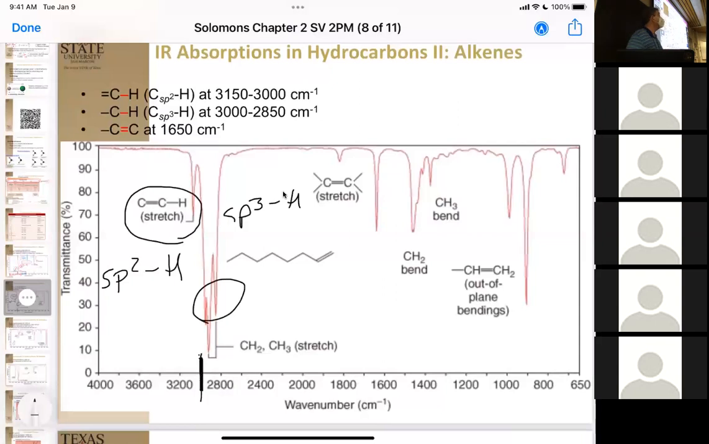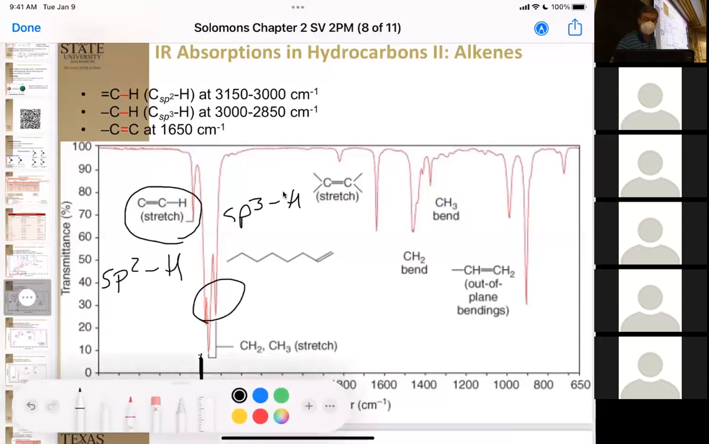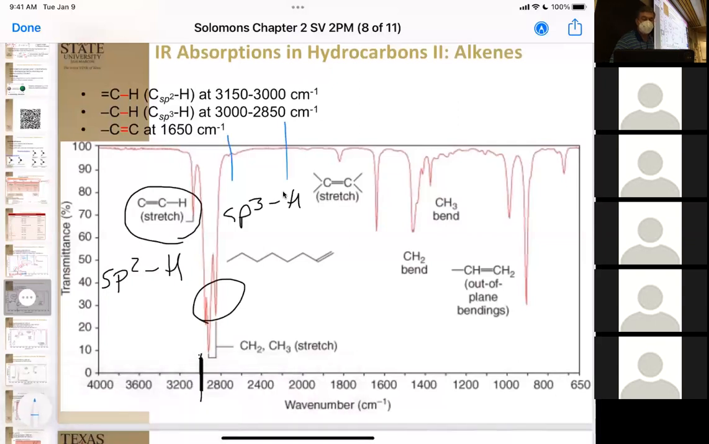Cool, eh? So let's double check, make sure everything else is there. We have nothing in our 2500 to 2000 range. So we don't have any triple bonds, but we do have 2 peaks above 1500.